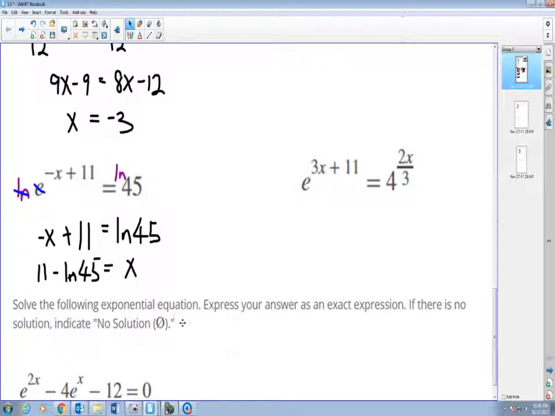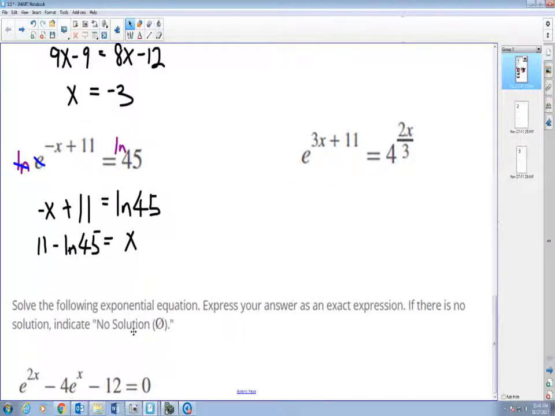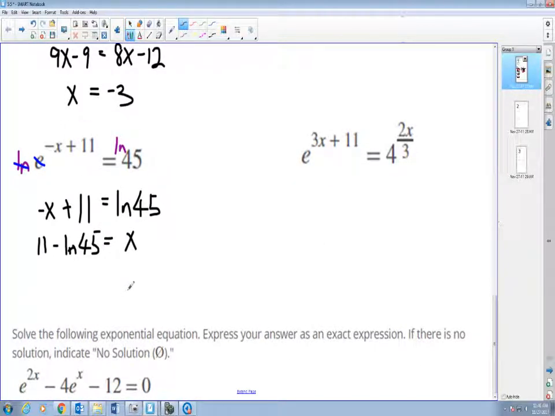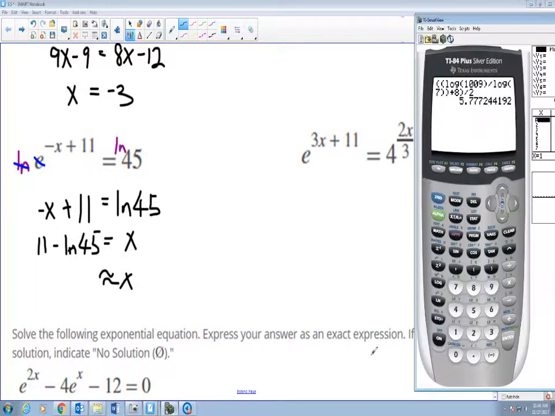Now if the homework is asking for decimal answers, we will put it in the calculator. To 2 decimal places, 11 minus natural log of 45 will be about 7.19.